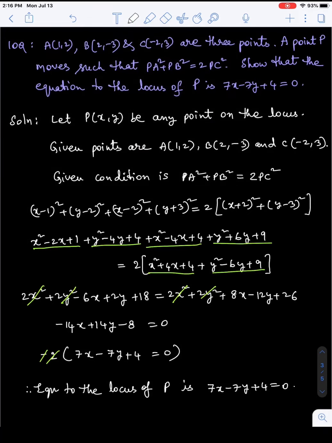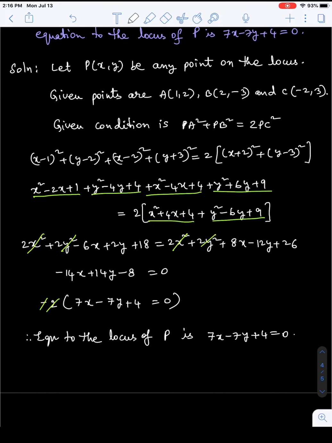This is the way of doing these types of problems in locus. So dear children, work hard, get good marks.